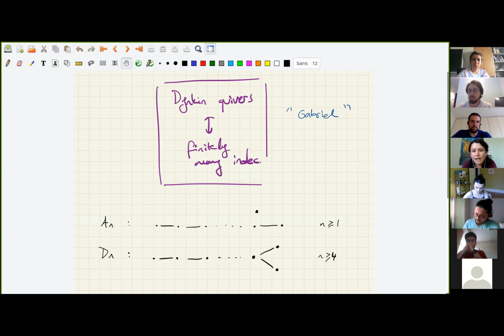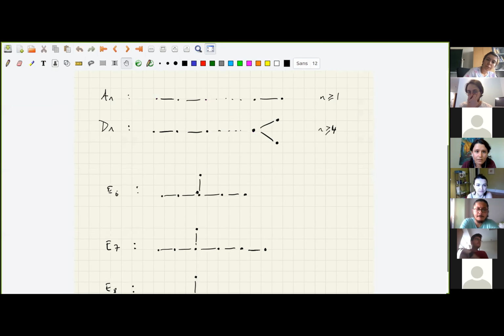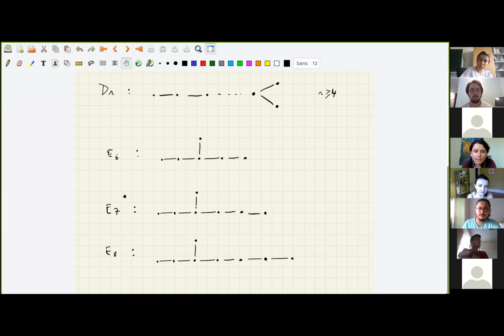Then we can ask for which type of graph we have finitely many indecomposable representations. For a given graph, we can find infinitely many or finitely many. So the classification is done, the finite classification is done by using Dynkin quivers. I list them here: A_N, D_N, E6, E7, and E8.